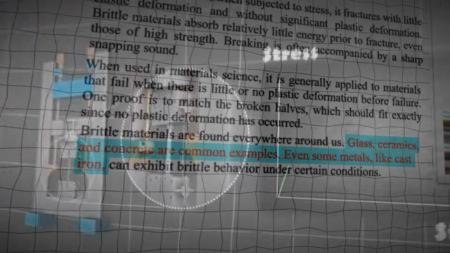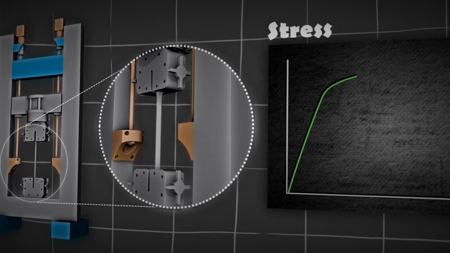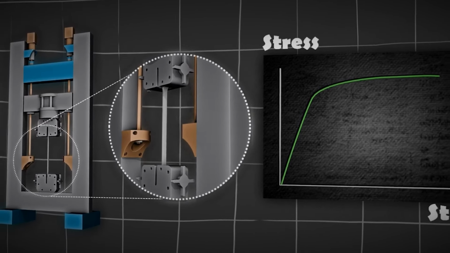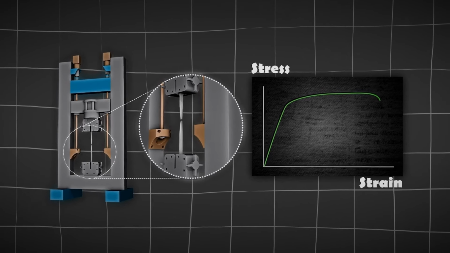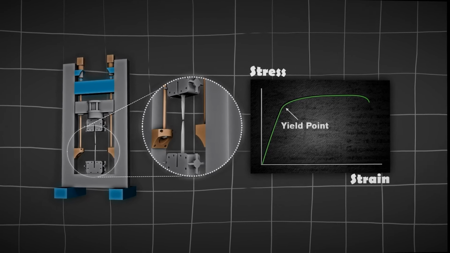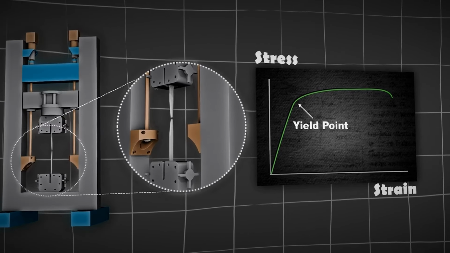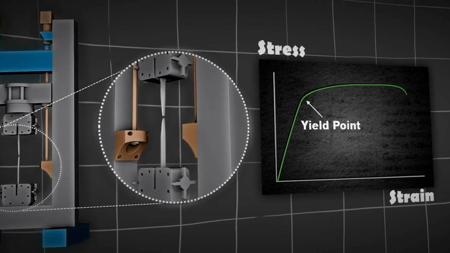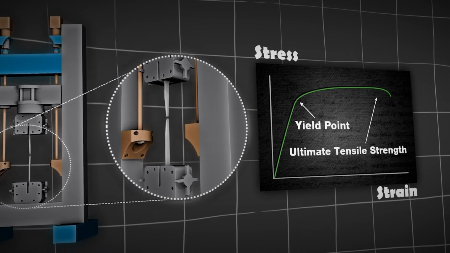Ductile materials are those that can undergo significant plastic deformation before fracture. Ductile materials exhibit a linear elastic region followed by a yield point where the material begins to deform plastically. After the yield point, the stress-strain curve may show a plateau or a region of strain hardening before eventually reaching the ultimate tensile strength and then fracturing.